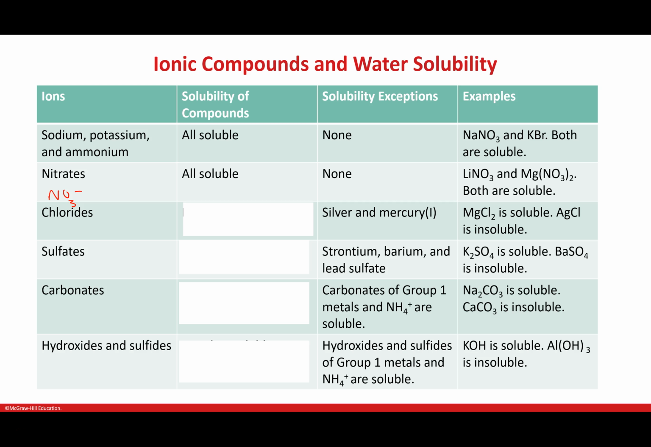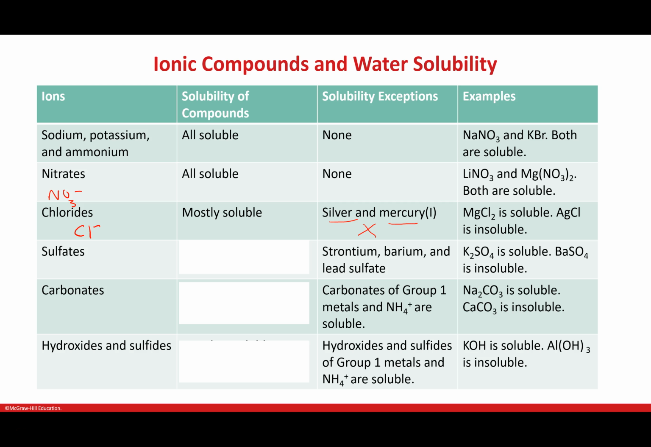So chlorides. Can you tell me, what charge chlorine forms? Look at the periodic table. It does, a -1. So chlorides would be that with a -1. They're mostly soluble. Now here we have two exceptions. If we have silver chloride or mercury 1 chloride, they are going to precipitate out.